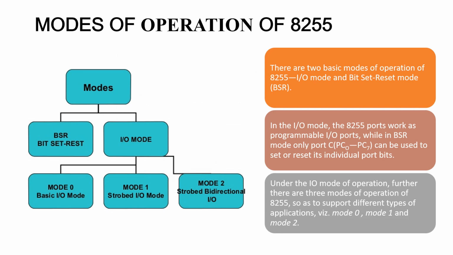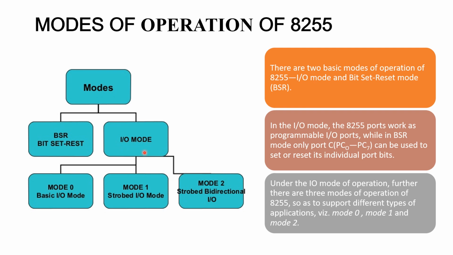Modes of operation of 8255. 8255 PPI can work in 2 basic modes of operation. The first one is BSR mode or bit set reset mode. The second one is IO mode. These are the general or basic modes of operation of 8255.